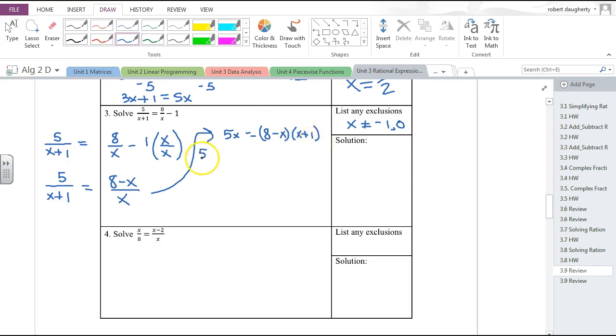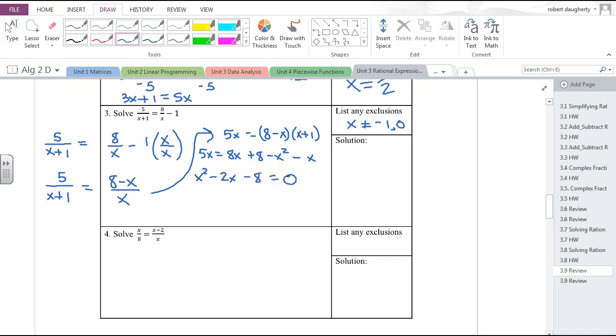So this is 5x equal 8x plus 8 minus x squared minus x. What I like to do is have a positive x squared, so I'm going to move everything to the left side. I'm going to have x squared, and then on the right side I see 7x. If I move that to the other side, it's minus 7x. 5 minus 7 is 2. And that should be what I get.